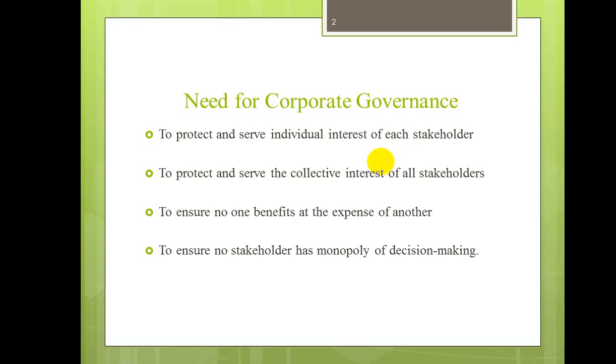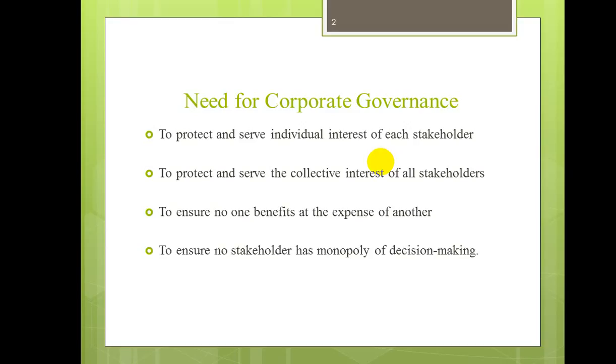And now the second one, we have: protect and serve the collective interest of all stakeholders. Here the corporate governors are accountable to make decisions for all, not to favor one of them, like the owner or a lender. They will not make rules and regulations for a single stakeholder, but they will make rules and decisions for all. That's why their duty is to protect and serve the collective interest of all stakeholders, not only one. So collective decision-making rules should be for all, not for a single one.